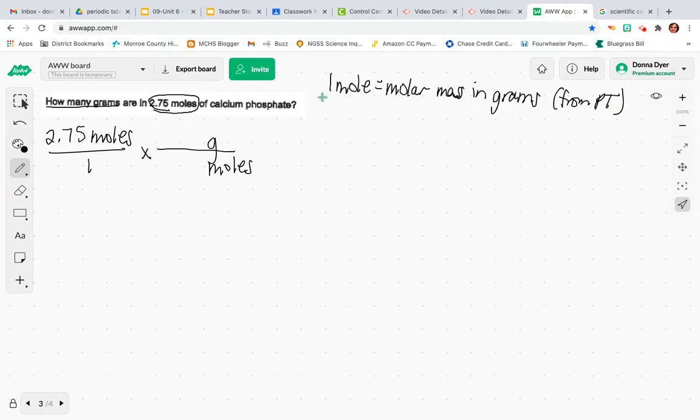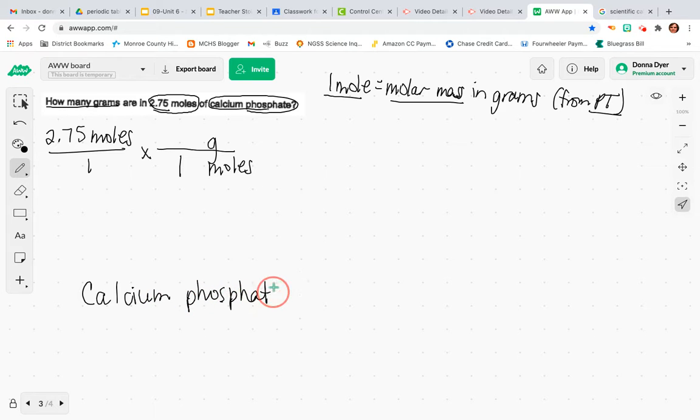So what goes in front of mole? Well, 1 in front of mole in my conversion factor, 1 in front of mole in my problem. What goes in front of grams? Well, molar mass goes in front of grams. Where do I get it? From the periodic table. So what do I look for on the periodic table? I look for calcium phosphate. Well, notice, guys, this does not give me a formula. So I've got to write a formula before I can do this problem. So calcium phosphate. Calcium is Ca. It's in group 2, so its oxidation number is +2. Phosphate is PO4. It's from the polyatomic ion sheet. Its charge is -3. Then we're going to do our crisscross.